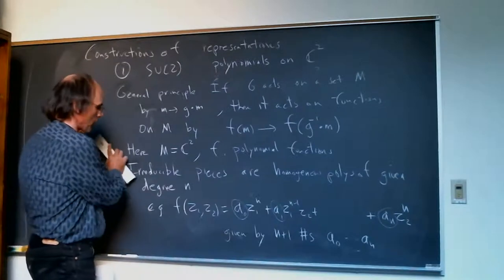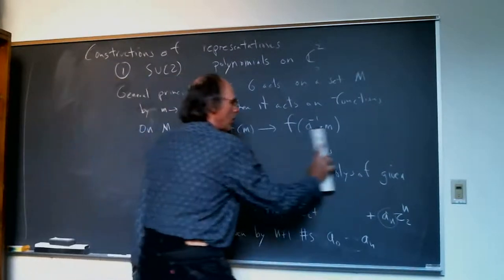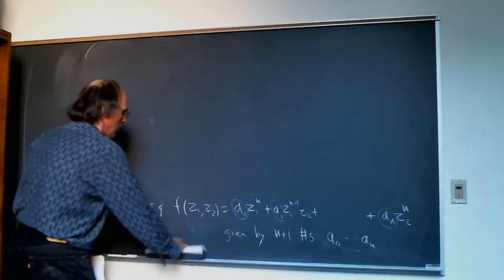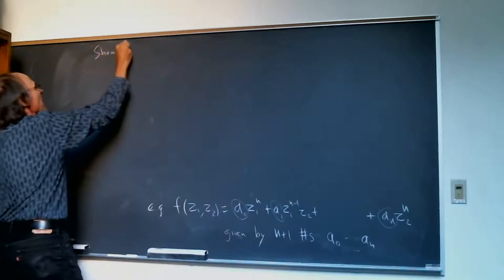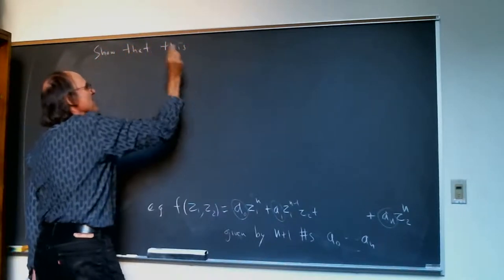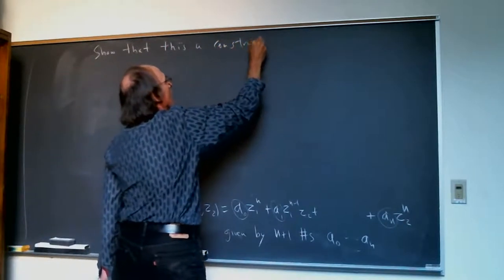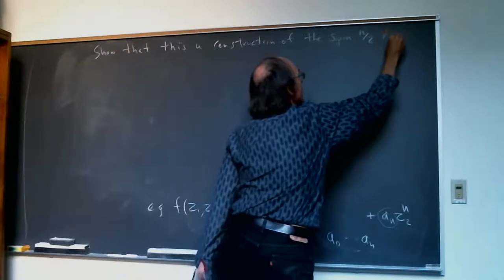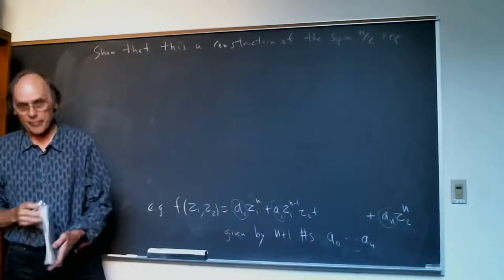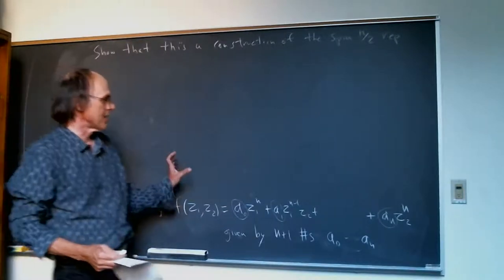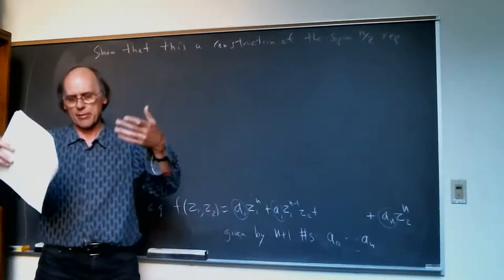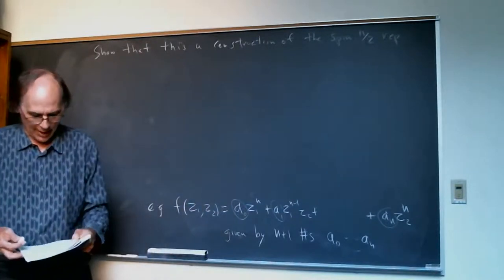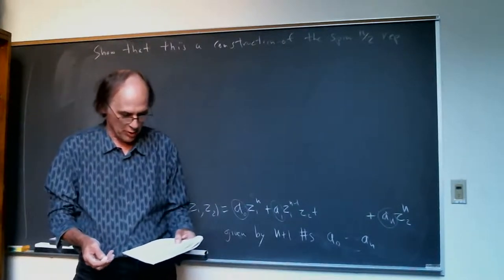And so I won't work through the... you need to check, you need to show that this is a construction of the spin n over two representation. Okay, and so one way to do this is to make sense of the action on it, and make sense of what that is at the infinitesimal level, what the differential operators you get. I have these formulas all derived there, but you basically want to show that.